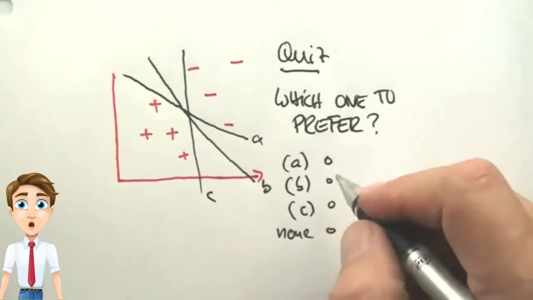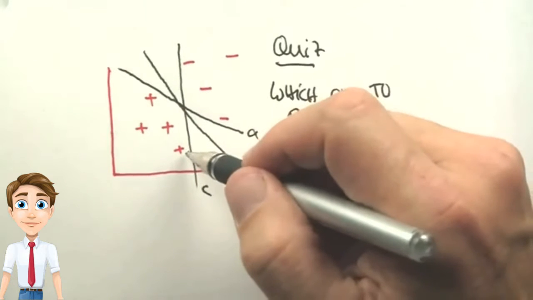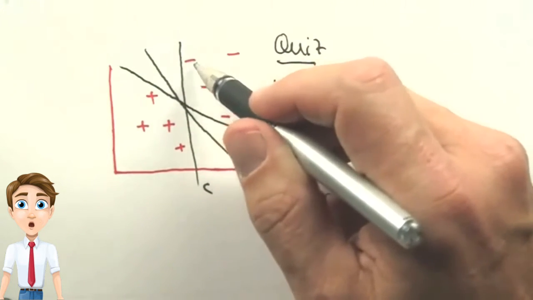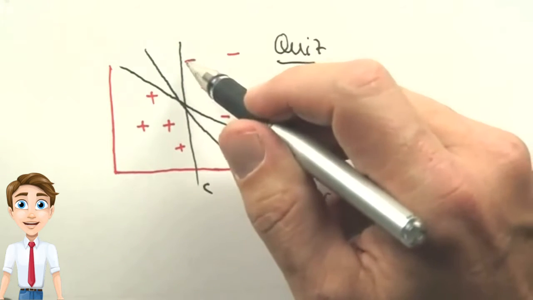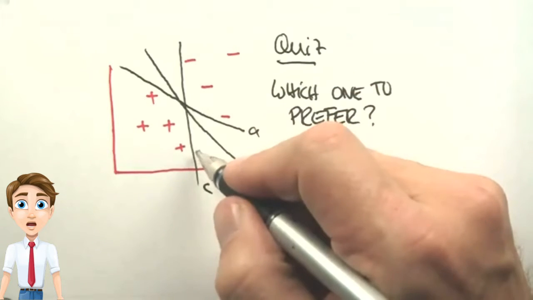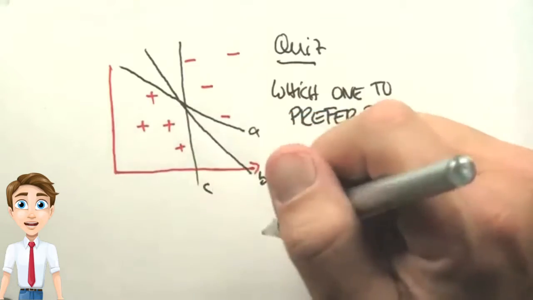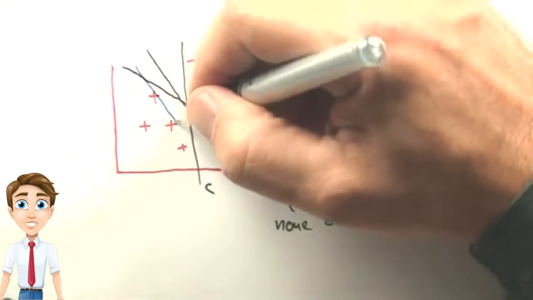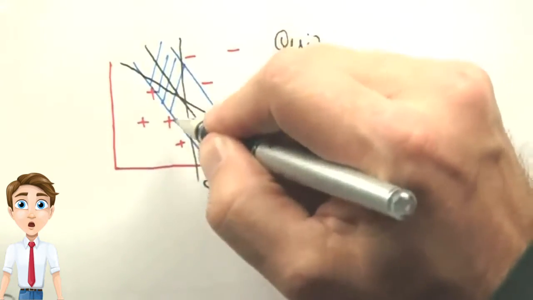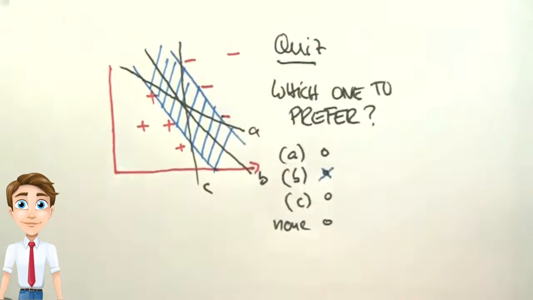And intuitively, I would argue it's B. The reason why is C comes really close to examples. So if these examples are noisy, it's quite likely that by being so close to these examples, future examples cross the line. Similarly, A comes close to examples. B is the one that stays really far away from any example. So there's this entire region over here where there's no example anywhere near B.